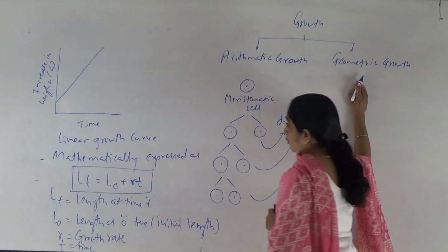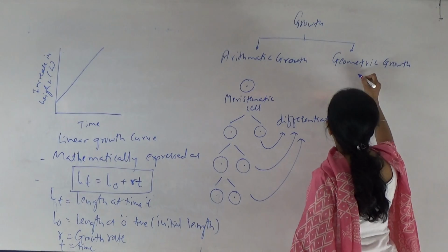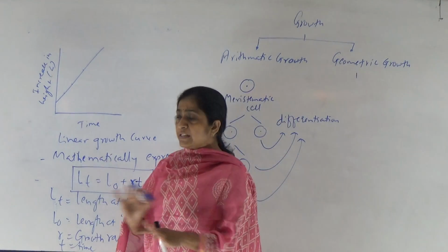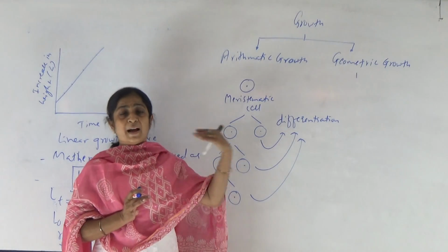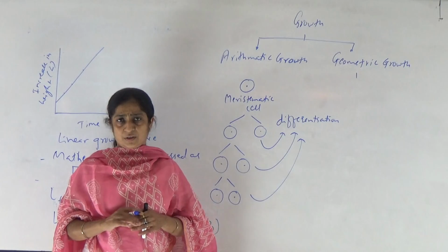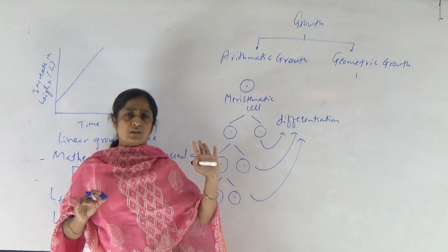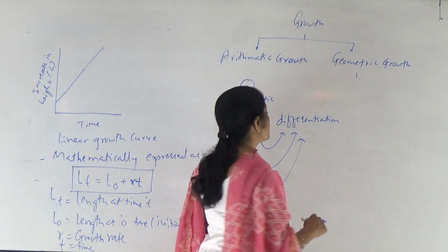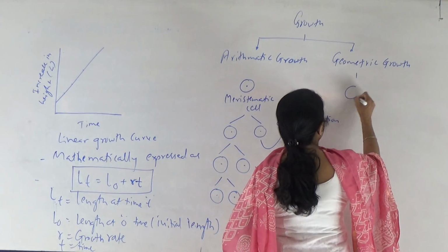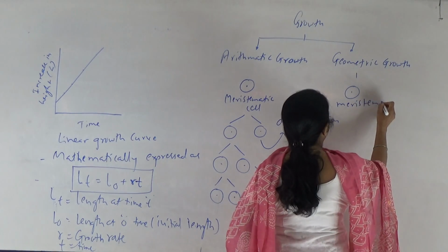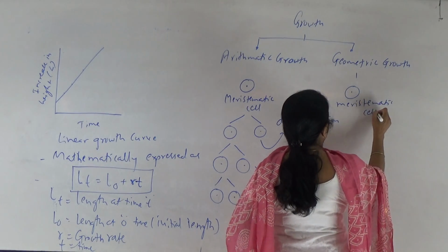Now geometric growth. Geometric growth is the growth wherein the initial phase of growth is very slow, then later it becomes rapid or exponential, and again it will become steady or stationary. Again the growth rate will become steady or stationary. Such a growth is known as geometric growth. So how does it occur? Now again, if we consider, suppose this is the meristematic cell, because here also growth occurs only due to meristematic cells, right?